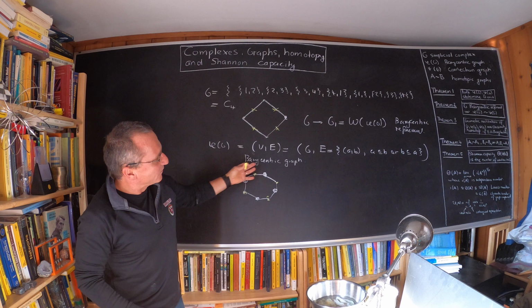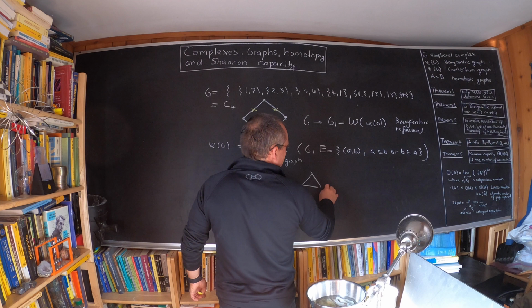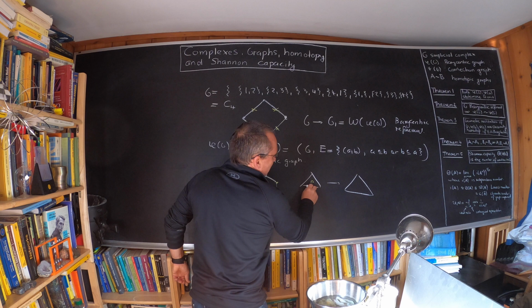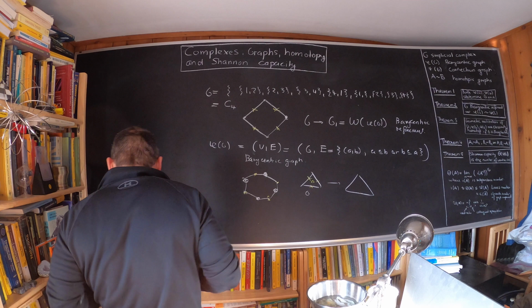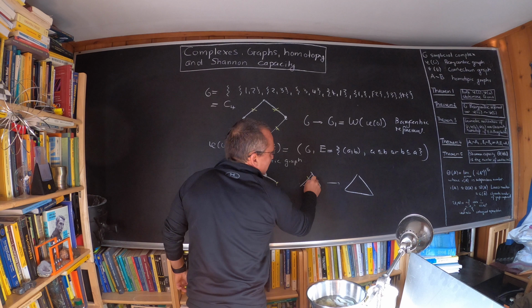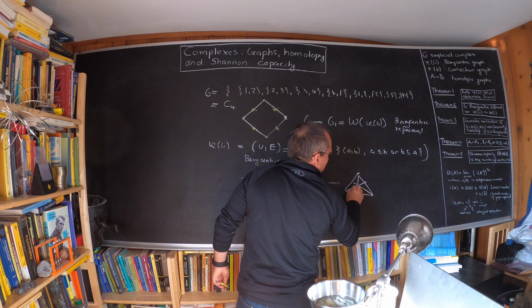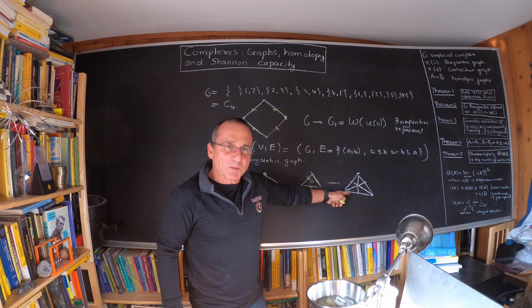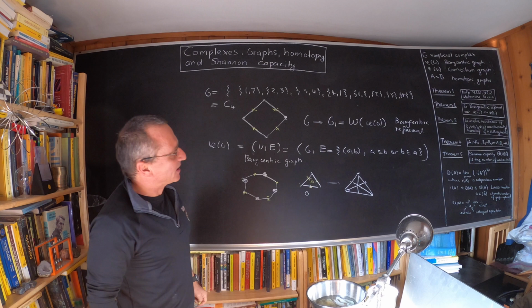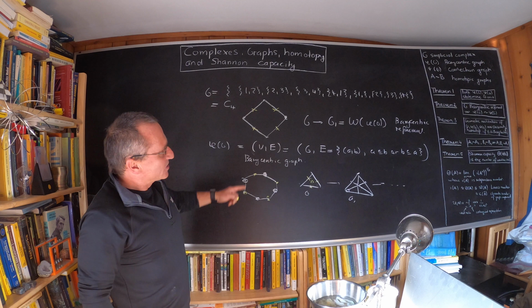But say if G is a triangle, then the barycentric refinement has now seven parts. 1, 2, 3, 4, 5, 6, 7. And then the incidence relations are given by this barycentric refinement here, which is again a graph, but the Whitney complex, or the clique complex, of that is again a simplicial complex. So this is G1, and you can repeat that. So that's very nice.